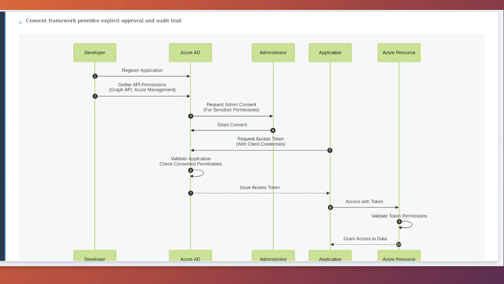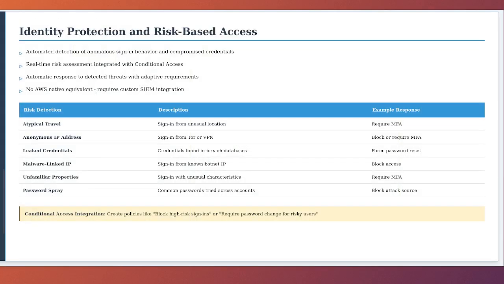The consent model provides security benefits. Users can see exactly what permissions an application is requesting before they grant access. Administrators can control which applications can be used in the organization and what permissions they can have. Azure AD can track all consent grants and access patterns, providing visibility into application access that's difficult to achieve in AWS without custom implementation. Identity protection and risk-based access.